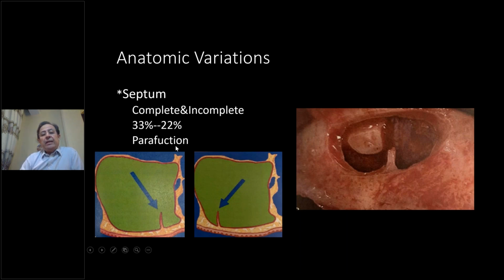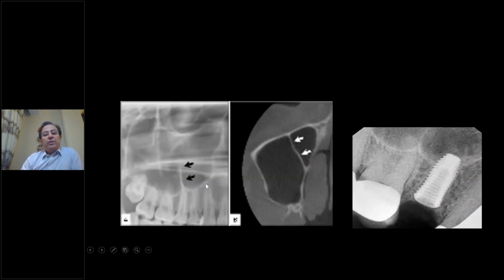And it demonstrates that the parafunction and occlusal forces, based on the Carl Misch concept, this is the process of adaptation of the bone to occlusal forces. So if the patient has their teeth, the septum can form due to the occlusal forces. There is a complete septum which divided the sinus into two parts, and here you can see another septum.